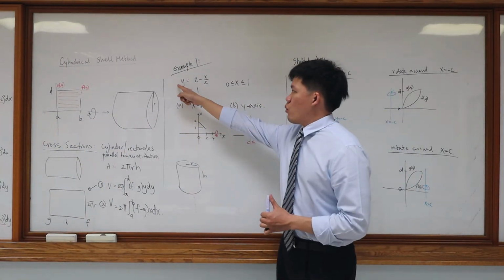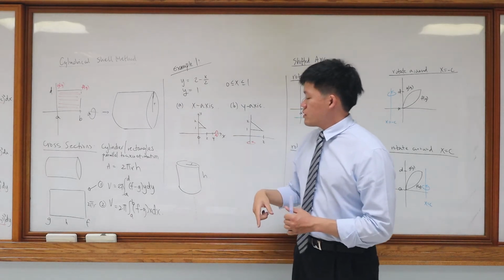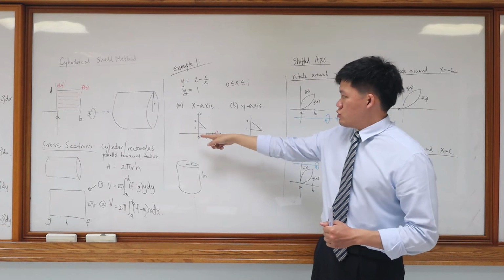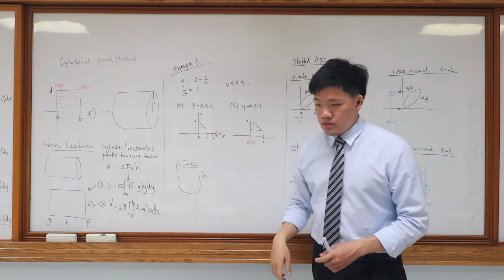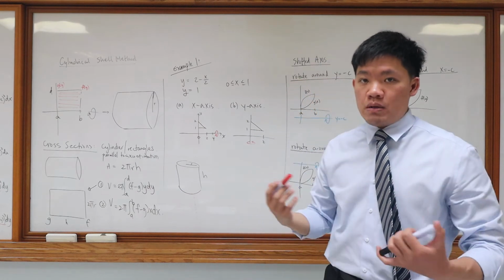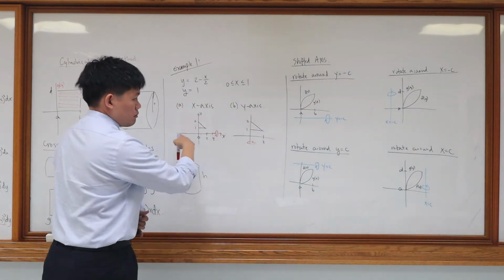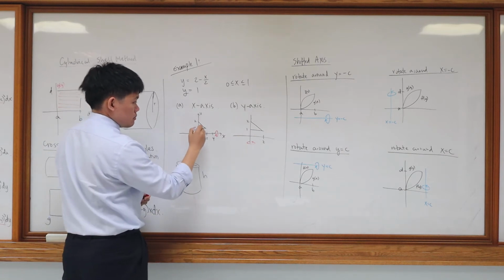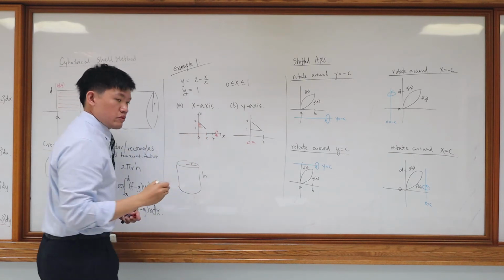So, example number one. My functions are y equals 2 minus x over 2, and y equals 1. And x is between 0 and 1. I already drew up the diagram over here. Like I mentioned, the axis of rotation and the cross sections are parallel to each other. Since my axis of rotation is the x-axis, that means my cross-section is going to be parallel to that. So that means I have to integrate this function with respect to y.